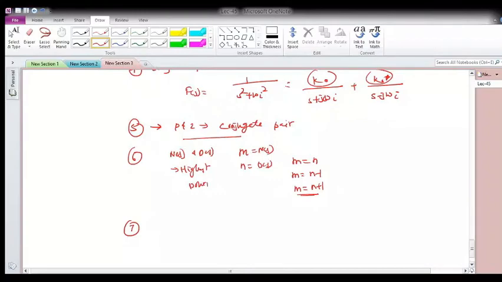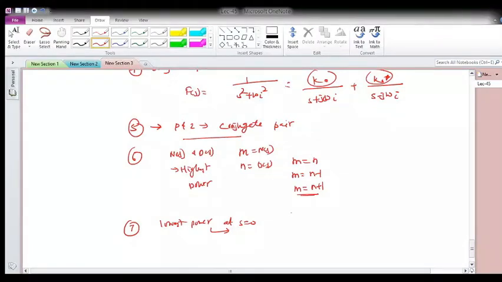Seventh property: this was about highest powers. Similarly, the lowest power of the numerator and denominator also may differ by at most unity. If this is the case, then this prevents the possibility of multiple zeros or multiple poles at s equal to 0. So basically the lowest power of the numerator and the lowest power of the denominator must differ by 1. This prevents multiple poles or zeros at the origin, or at s equal to 0.